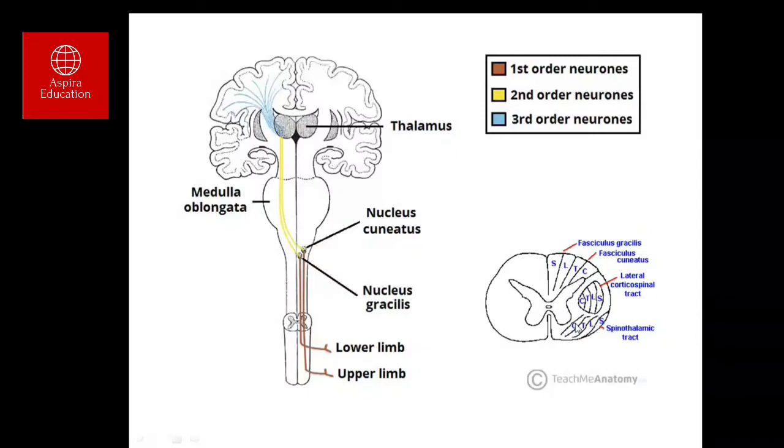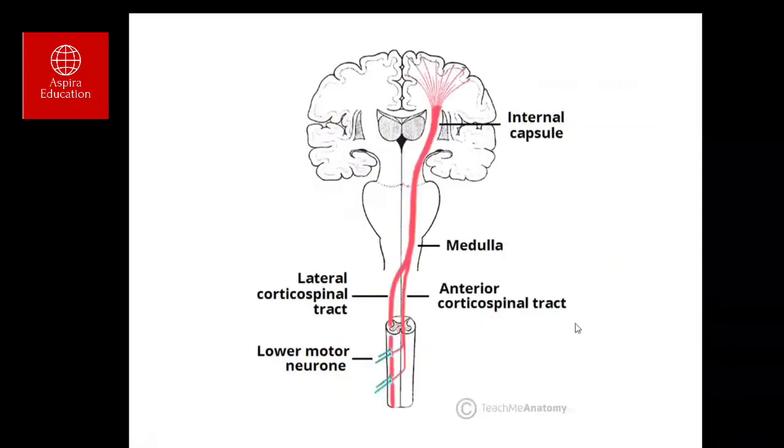So these are the two sensory tracts which you know. The third is the descending motor tract. Now, the motor tract usually originates from the cerebral cortex. The cerebral cortex is made up of six layers. In the fifth layer, we have a cell called the pyramidal cell, also called the Betz cell, B-E-T-Z. This is a cell which gives rise to motor neurons or motor fibers.